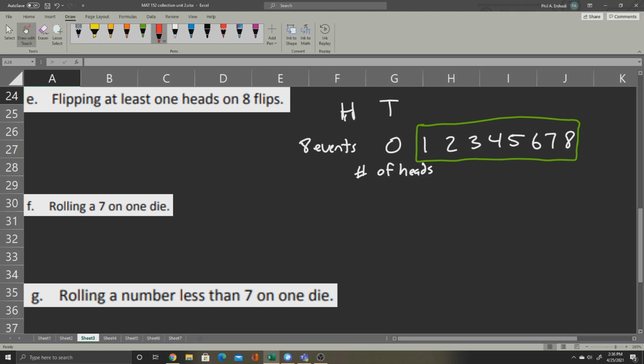But look at what that leaves out. The only thing left out is finding 0 heads. So we're really taking all the possibilities except 0 heads. So really, let's try to find the probability of getting 0 heads.